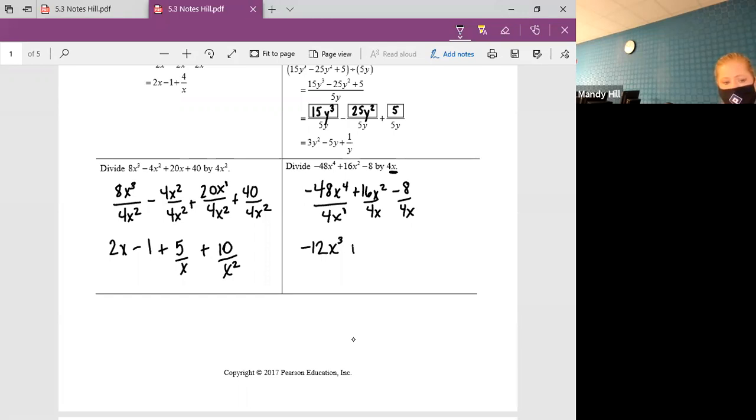16 divided by 4 is 4. Once again, the top's going to win because I've got x squared and I just have x to the first. So one of these x's on the bottom takes away one of them on the top, but I still have x to the first on the top when I do that. And on my last term, negative 8 divided by 4, well, that's negative 2, but I still have this x on the bottom because there was nothing to cancel out on the top. Okay.